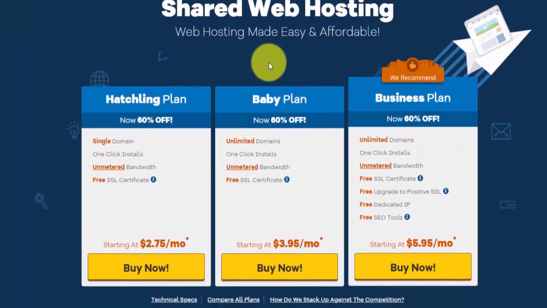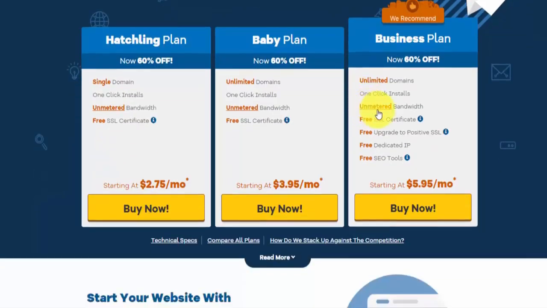And this is where they have a breakdown of their plans. So they have three options: the hatchling plan, the baby plan, and the business plan. And the main differences between these, the first is that with the hatchling plan, you can only build one website on one domain, whereas on the baby and the business plan, you can do unlimited domains. And they recommend the business plan here, but like I said, I think that your best bet is just to start with the hatchling plan, build your first website, and go from there. And if you'd like to do multiple websites, you can always upgrade.